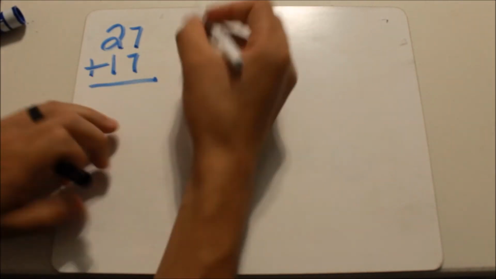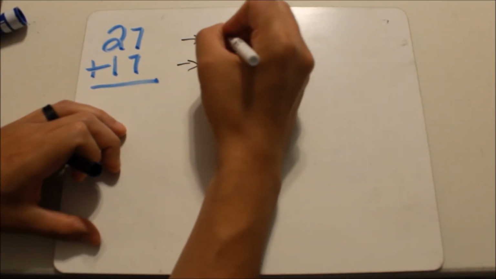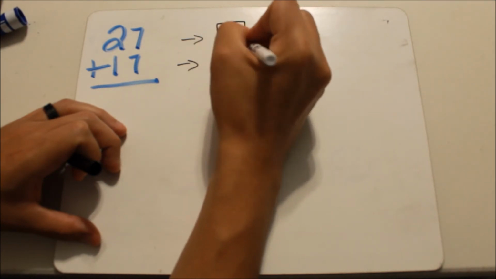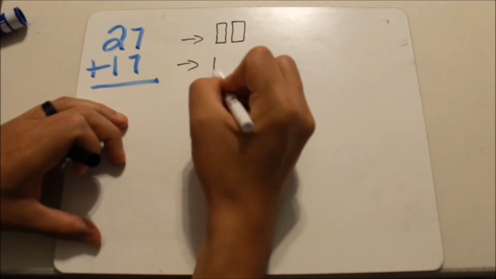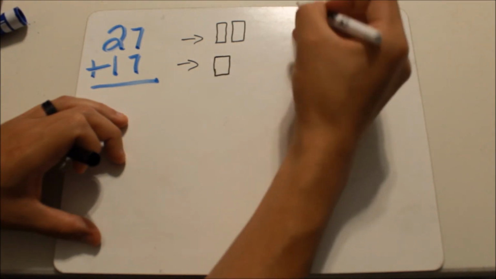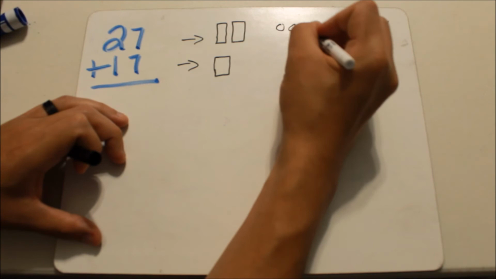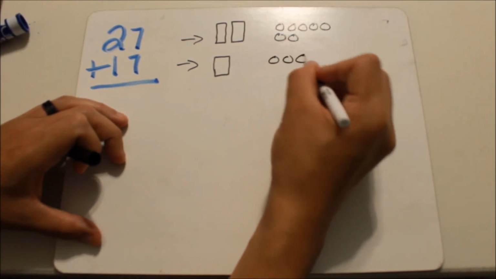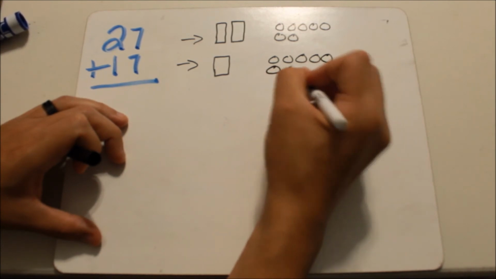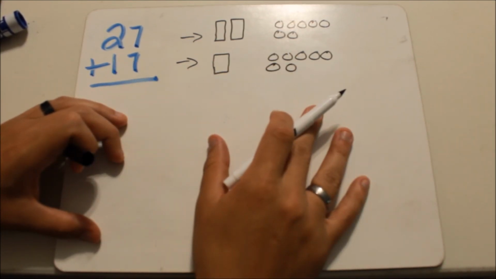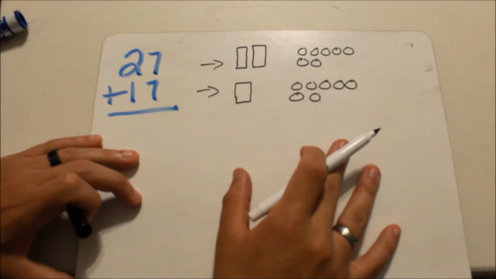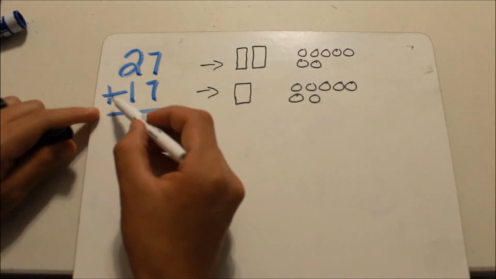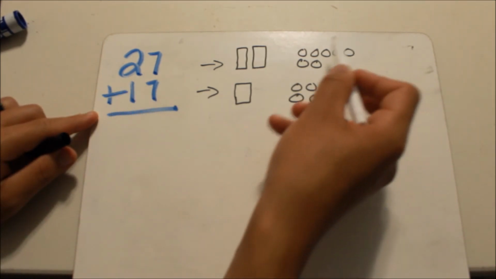So I'm going to go over here. I'm going to draw my base tens. I'm drawing my tens first, 1, 2. Now I draw my ones. 1, 2, 3, 4, 5, 6, 7. 1, 2, 3, 4, 5, 6, 7. Now I have my base tens drawn.